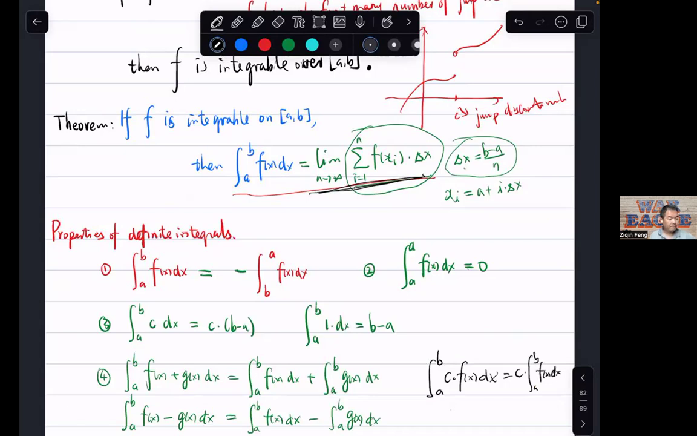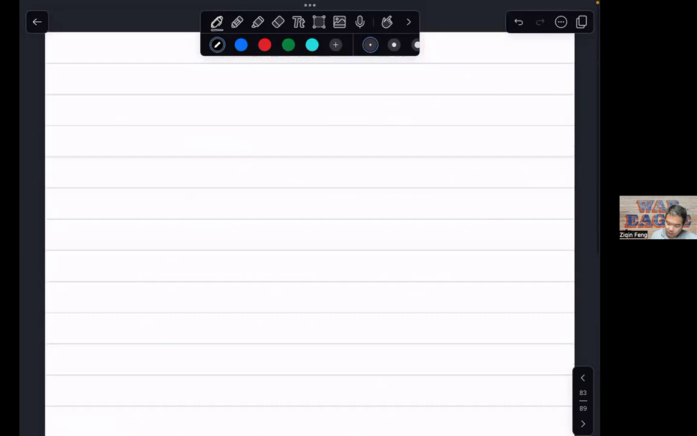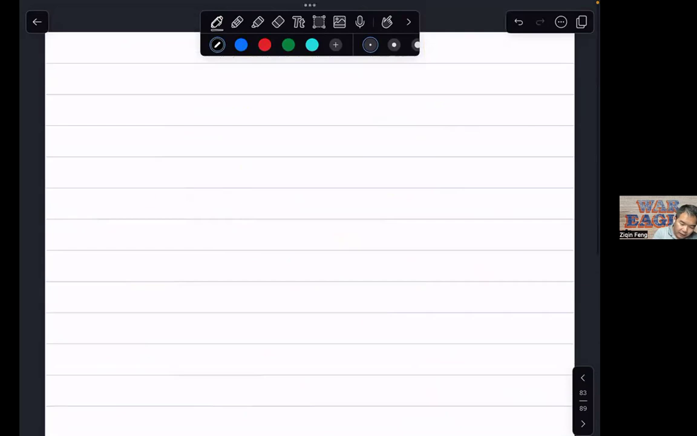Let's see one more property, property 5. Sometimes your function is easy to integrate on one piece.